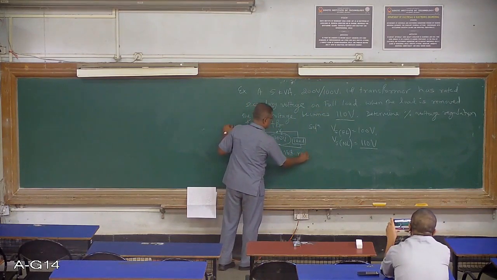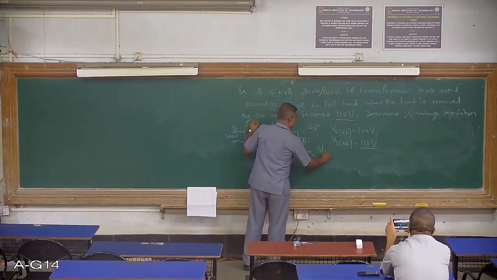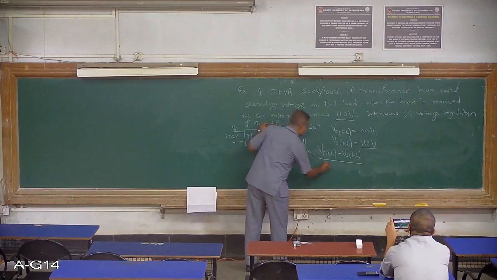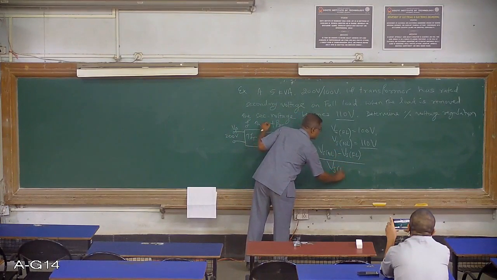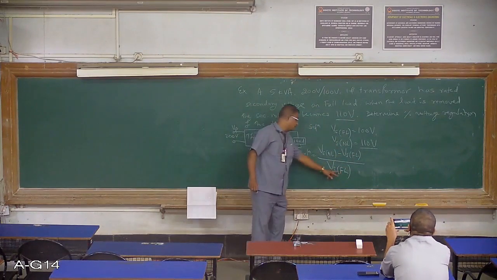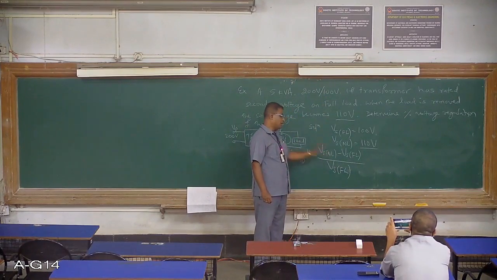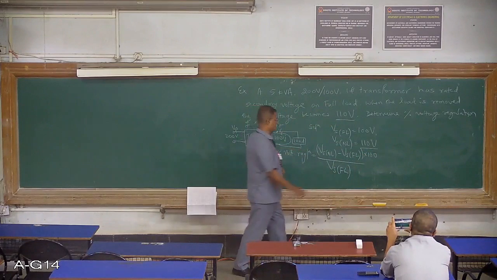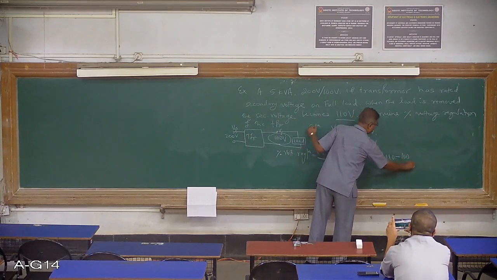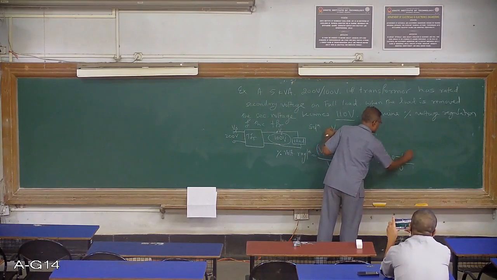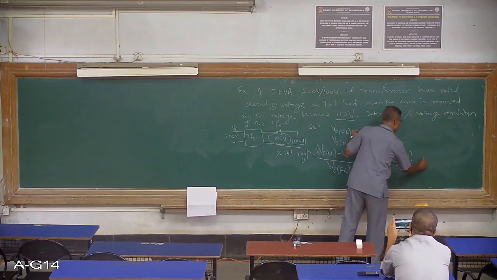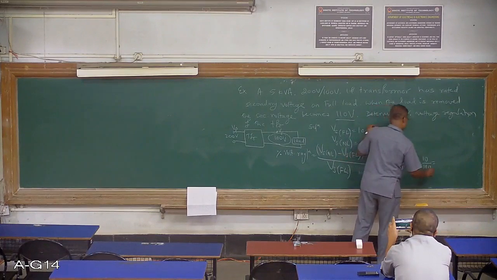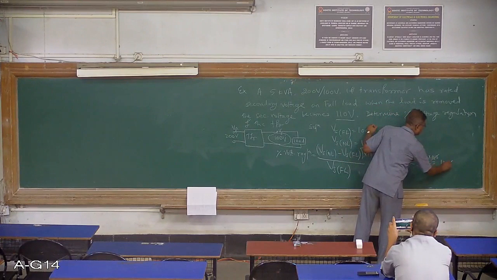Percentage voltage regulation equals VSNL minus VSFL divided by VSFL, because the rated value is 100. That value you need to use. That is always advisable in this case. So accordingly, we can calculate. Substitute 110 minus 100 divided by 100, that is 10 divided by 100 into 100. That is 10%.